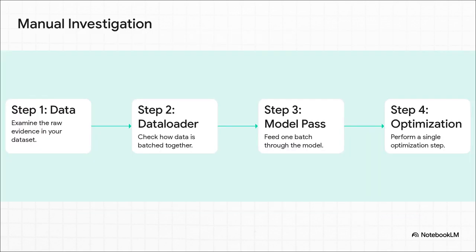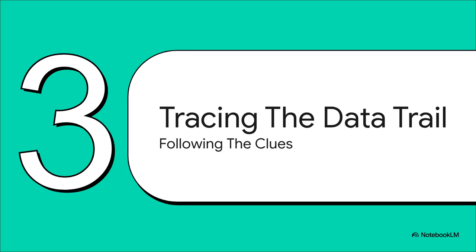Okay, so here's our four-step plan of attack. We'll start with the raw evidence, the data itself. Then we'll check how it's being prepared for the model, see what the model is actually doing with it, and finally check the learning step. Let's get started. All right, every good investigation starts with the evidence.